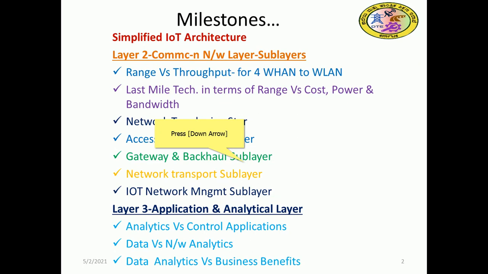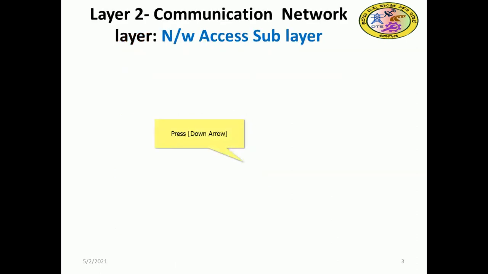These three concepts we are going to discuss in layer 3, and also the various other technologies in detail. That will be discussed in the subsequent sessions. Now, the communication network layer, the network sublayer, the access layer.